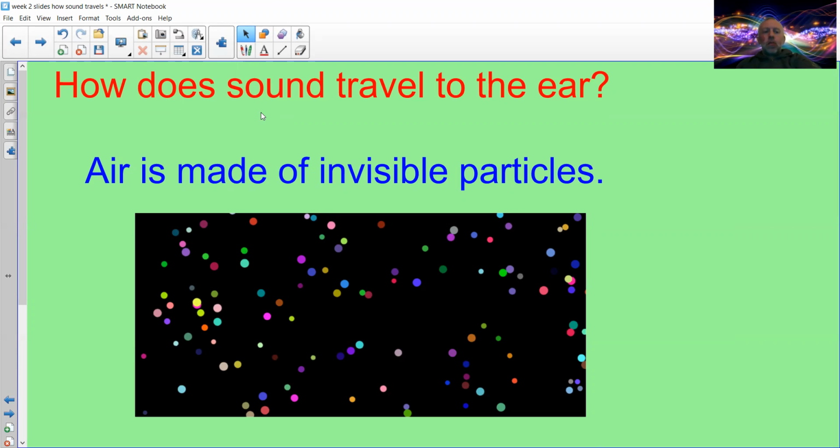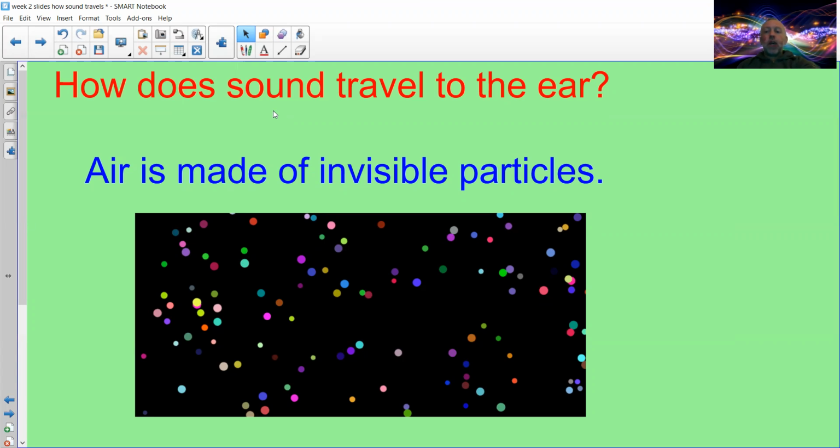Well, the first thing you need to know is that air is made of invisible things called particles. So air isn't just empty. So the room might look empty to you in the air, but actually it's full of millions and millions of tiny invisible things called particles.